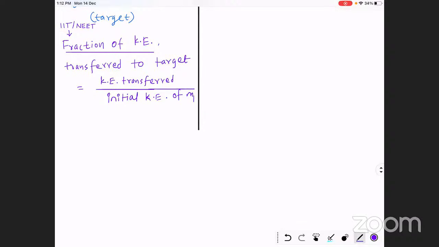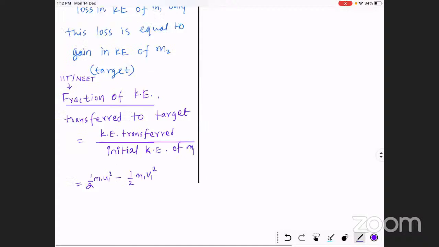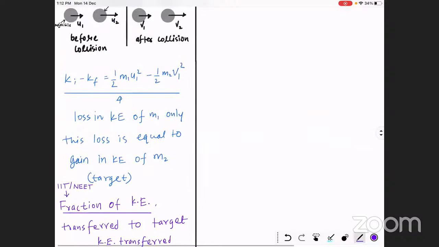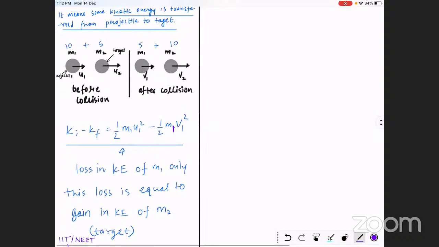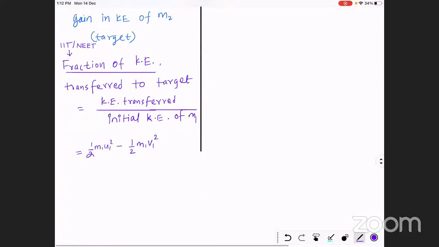Sir, mug up the formula. Half M1 U1 square minus half M1 V1 square. You have written M2 V1 square here. Okay, this is my printing mistake. Now okay? Yes, sir. This is loss of kinetic energy of M1 only. You are looking at M1 only. Okay, so this is kinetic energy transferred.